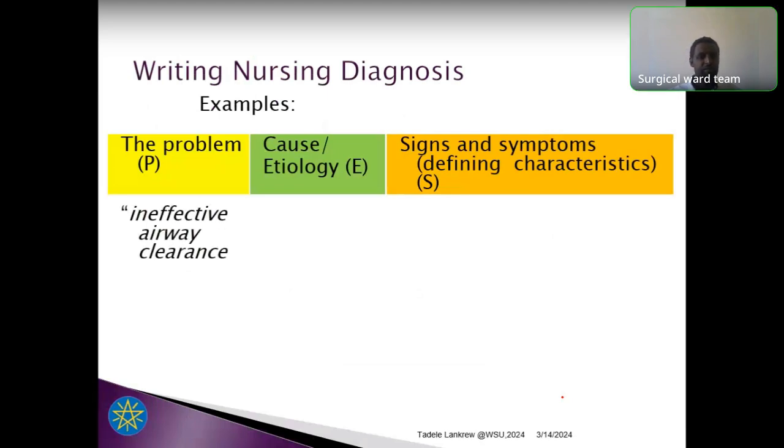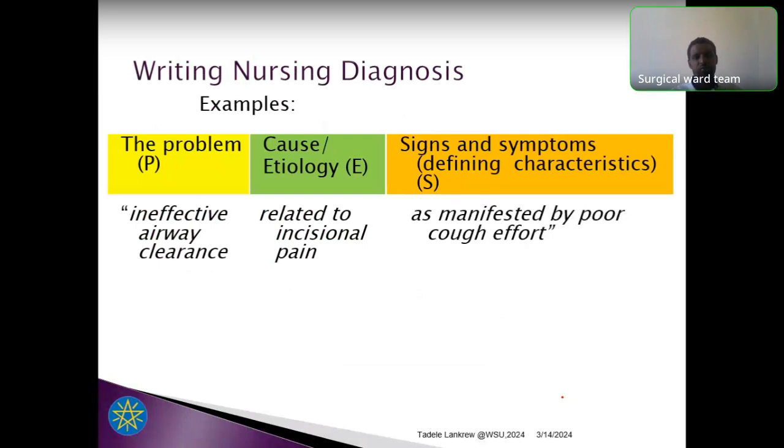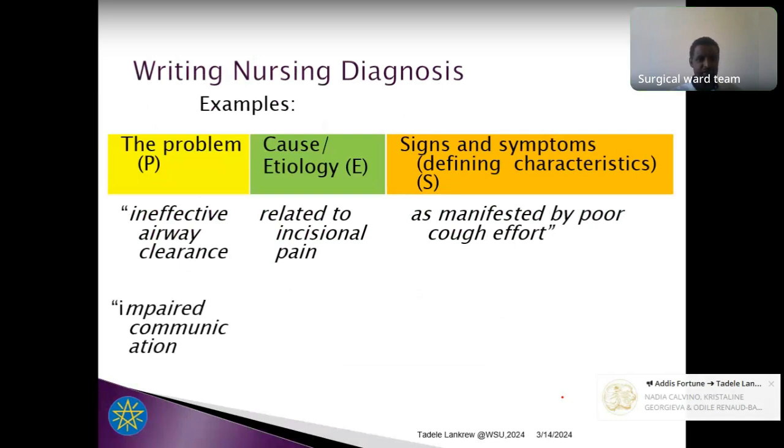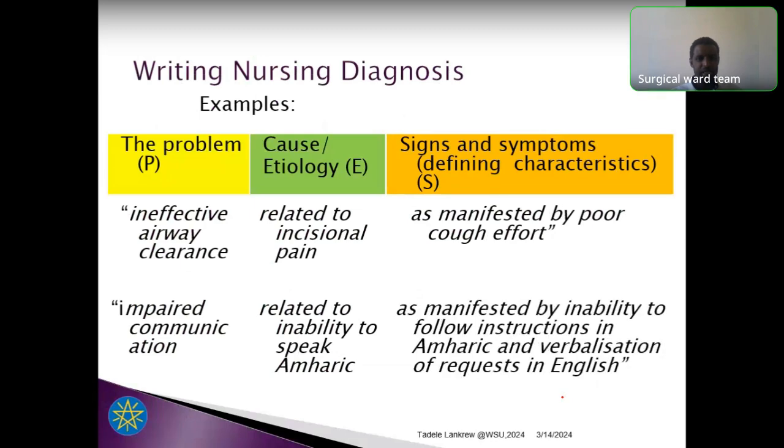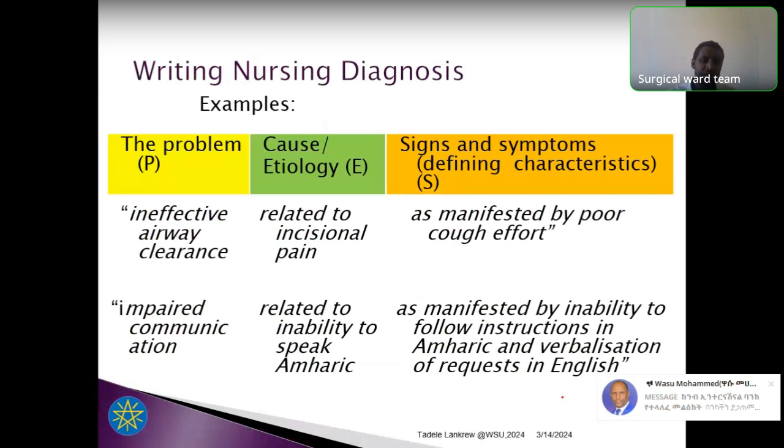Example: ineffective coughing related to incisional pain, where pain is the etiology, the cause, as manifested by poor cough effort. Another: impaired communication related to inability to speak Amharic as manifested by inability to follow instruction in Amharic and verbalization of request in English. This is how you can formulate it.